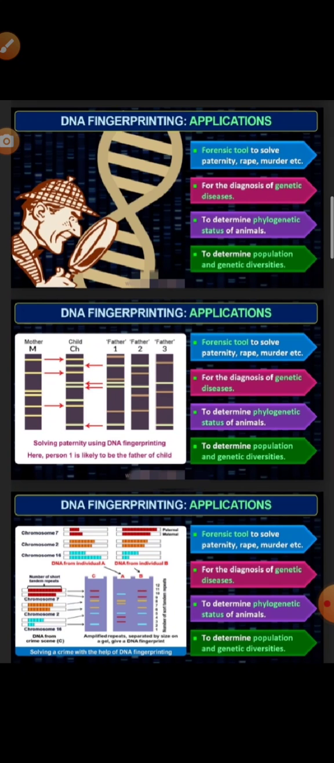Next is DNA fingerprinting applications. It is used as a forensic tool to identify criminals, and it is used to settle paternity disputes. It is used to determine population and genetic diversity, and to study evolution. So many points you can see here also. The forensic tool to solve paternity, for the diagnosis of genetic diseases, to determine the phylogenetic status of animals, and to determine population and genetic diversity. So these are the applications of DNA fingerprinting.